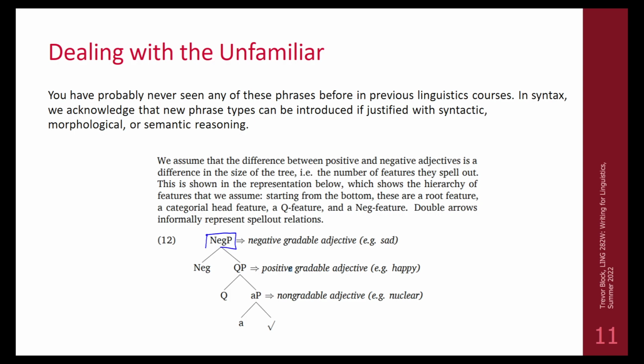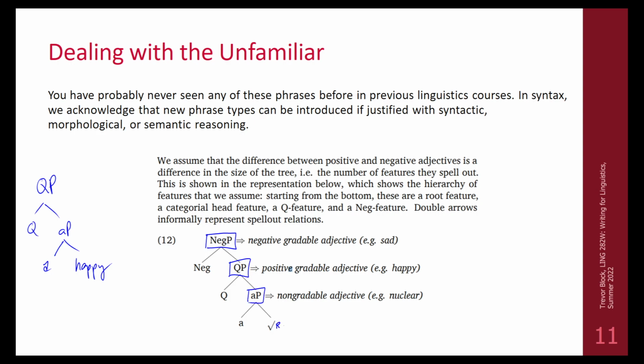And they're using some interesting terminology here. So NegP stands for a negative gradable adjective. If an adjective is negative and gradable, it will start with a NegP. If it's an adjective that is positive and gradable, it will start with a QP. So for example, for QP, you would have something like this, happy. There's not going to be a NegP above it. If we have just an AP, it's non-gradable.